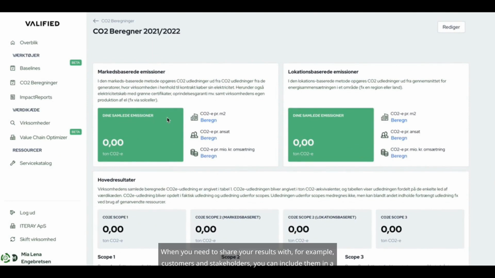When you need to share your results with, for example, customers and stakeholders, you can include them in a sustainability report using Valified's tool, Impact Reports.